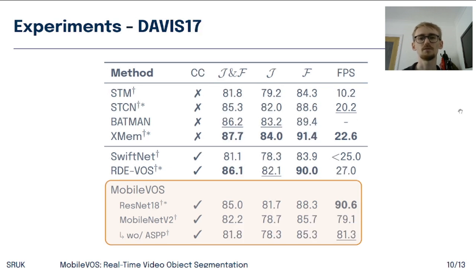We compare MobileVOS against previous state-of-the-art methods on the Davis 2017 validation split. The results are shown in the following table, in which our best performing model outperforms SDCN by 0.3 JNF, while being just 0.2 shy of RDE-VOS, despite running 4 times and 3 times faster than these models respectively. Additional experiments on the Davis 2016 and YouTube VOS can be found in our original paper.